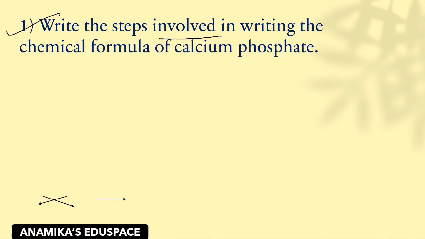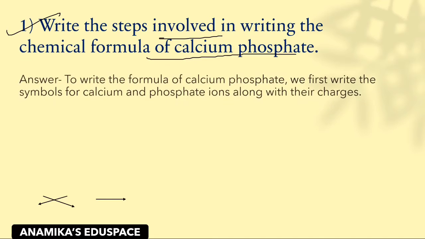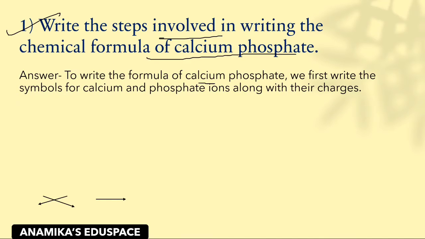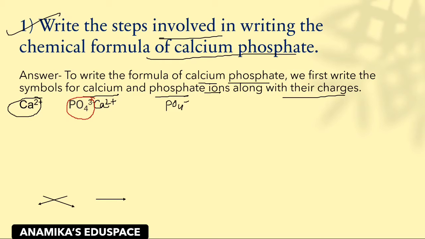Question number 1. Write the steps involved in writing the chemical formula of calcium phosphate. Answer. To write the chemical formula of calcium phosphate, first we need to write the symbols for calcium and phosphate ions, along with their charges. So as you can see, I have written Ca2+ and PO4 3-.